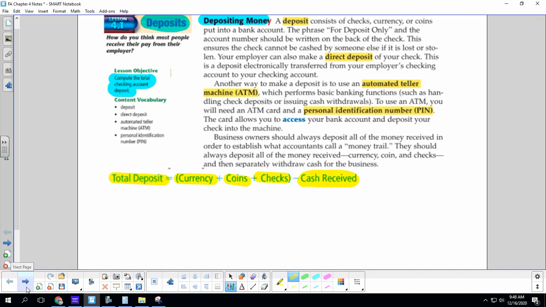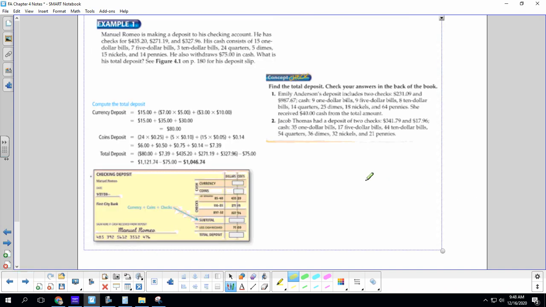Okay, let's see some examples. Manuel Romero is making a deposit to his checking account. He has checks for $435.20, $271.19, and $327.96. His cash consists of 15 $1 bills, 7 $5 bills, 3 $10 bills, 24 quarters, 5 dimes, 15 nickels, and 14 pennies. He also withdraws $75 in cash. What is his total deposit?